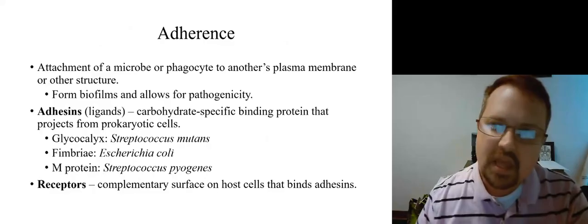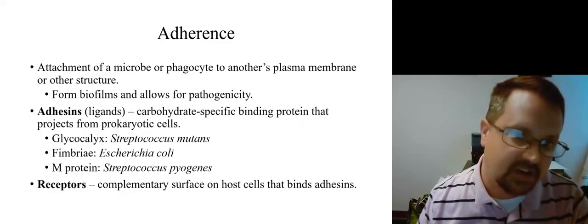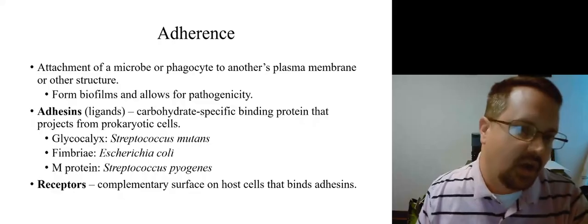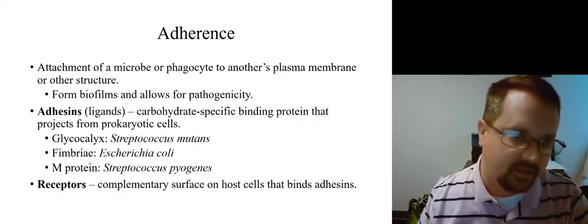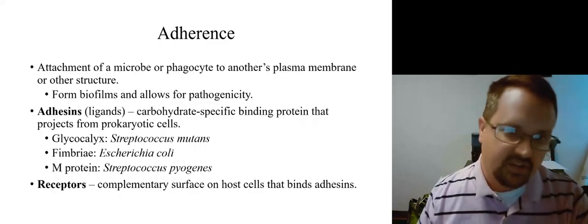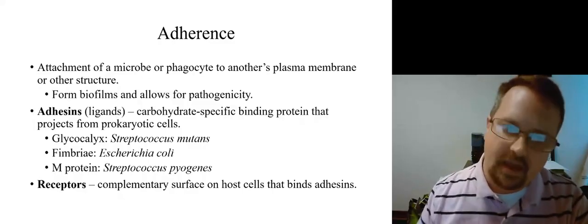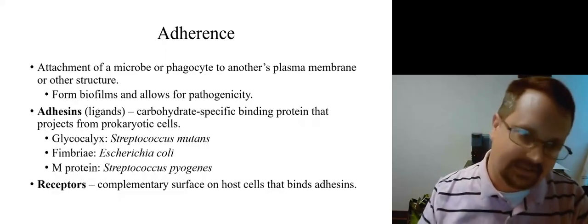How bad is it? For bacteria to make us sick, they need to adhere to another person's plasma membrane. So attachment of a microbe or phagocyte to another plasma membrane is called adherence. They can form biofilms, which allow for pathogenicity. They have to stick to make us sick.